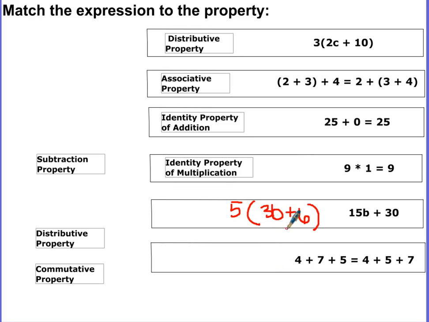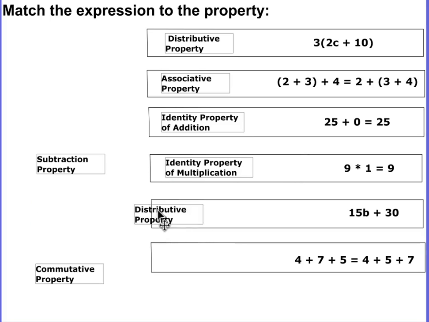So let me double check and make sure I get this back again. 5 times 3 is 15, and the variable b goes along with the coefficient. So 5 times 3b is going to give you 15b, or 15 times b. 5 times 6 is 30. So looking at this, I realize that the 5 has already been distributed, and I can work backwards to the original expression. So this is an equivalent expression, and it is showing the distributive property.